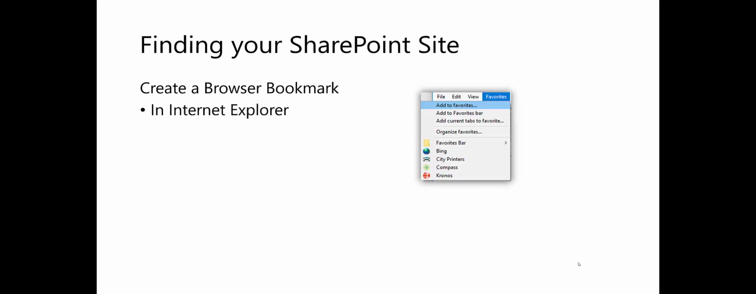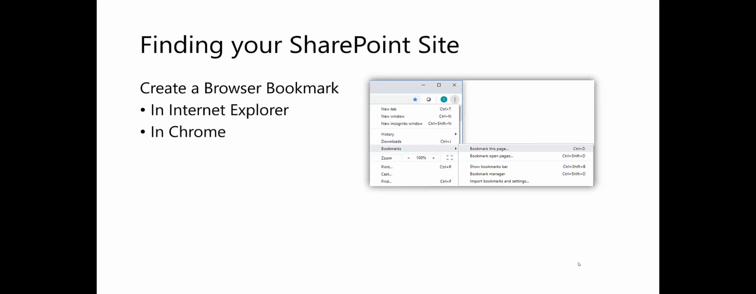So in Internet Explorer, while you're on your new document site, simply go to Favorites and Add to Favorites, and it'll add that as a favorite on your list. And in Chrome, go to the ellipses menu in the upper right and click on Bookmarks and bookmark this page. And again, for both of those, you have to be on that new SharePoint site for it to bookmark that site. You can also find your SharePoint site through the Office 365 portal.